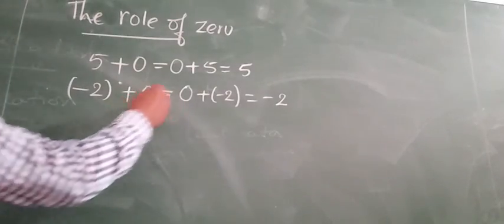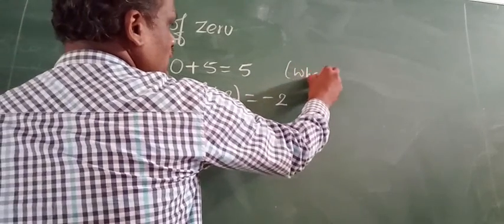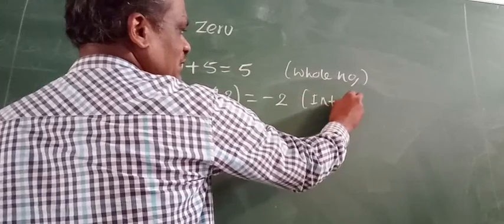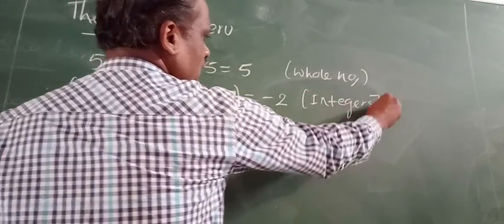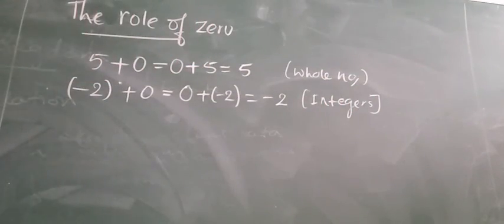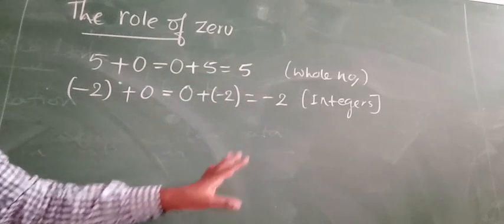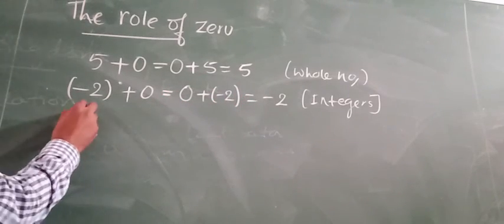This is for whole numbers, and this you studied in class 7 for integers. See, in the whole numbers also, if 0 is added to any whole number, you will get the same whole number. In integers also, add any integer to 0, you will get the same integer as a sum. Now let us see the rational numbers.